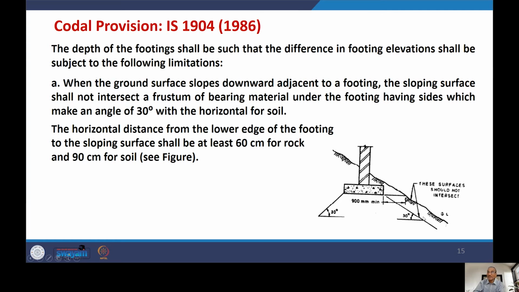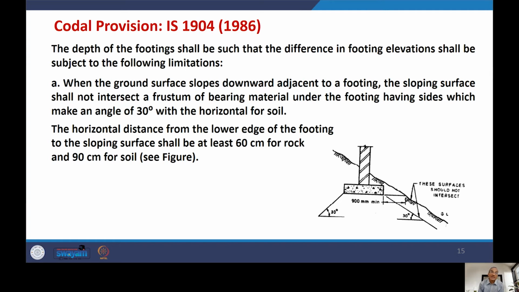So you could see in this figure, let's say this is a single footing on the slope, and this is the lower edge. If I draw a line at an angle of 30 degrees with the horizontal here, then this line should not cross the slope. That means either they should be parallel to each other or they should be diverging. They should not be converging. That means they should be going away from each other. They should not be coming towards each other. So this is the condition. That means the location of the footing should be such that these lines don't cross each other.